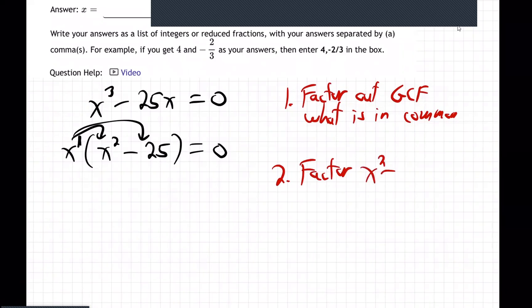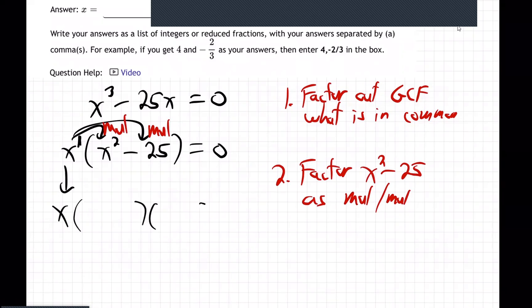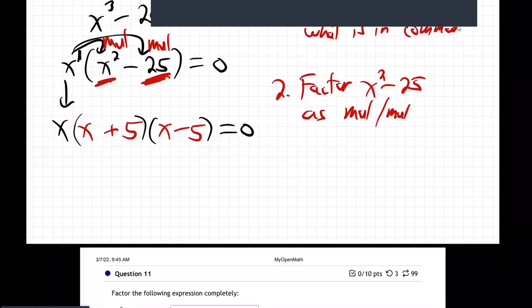Okay, step 2. Factor the x squared minus 25, as in multiply. So leave the x in the front, that's still sitting there. And then the x squared minus 25 will become 2 parentheses. x times x makes x squared. 5 times 5 makes 25. You got to have 1 plus and 1 minus to make minus 25. Okay. And then we're still not done.